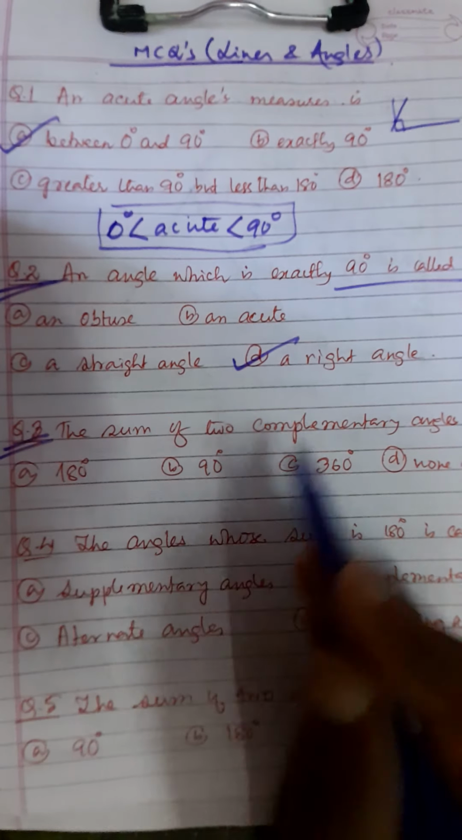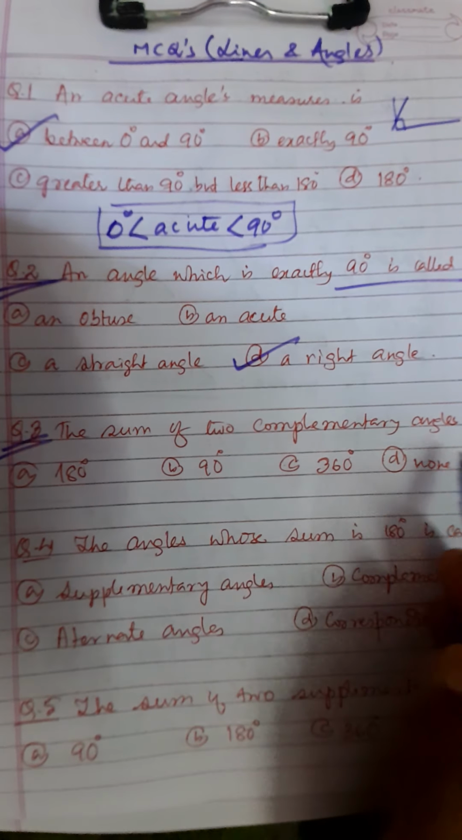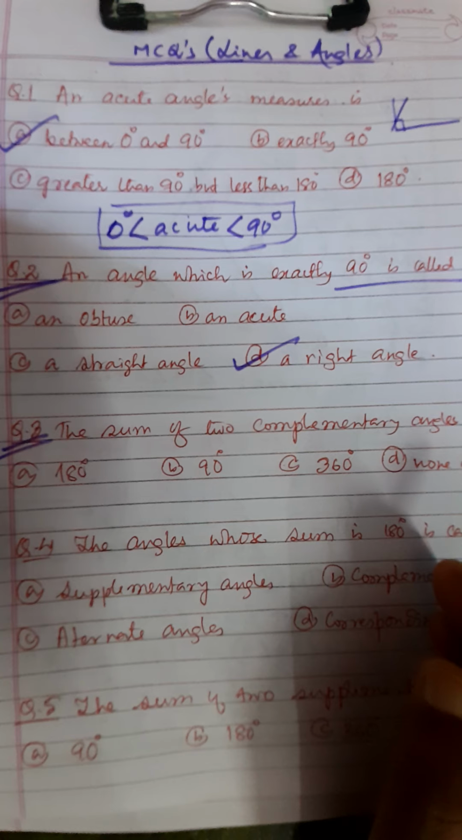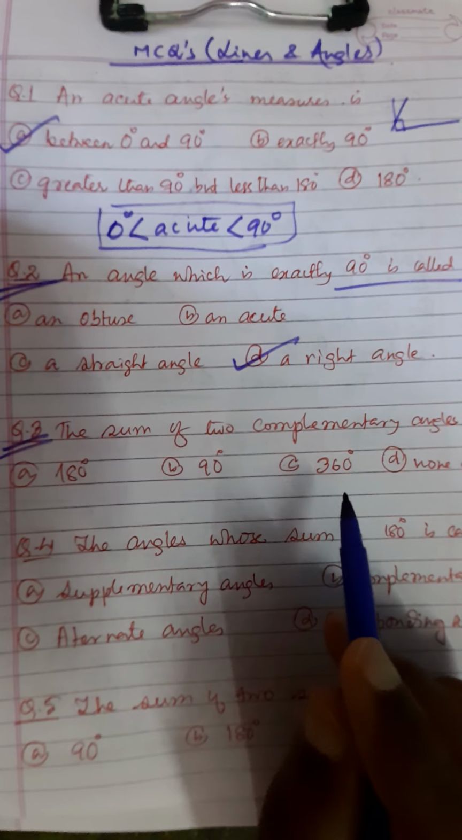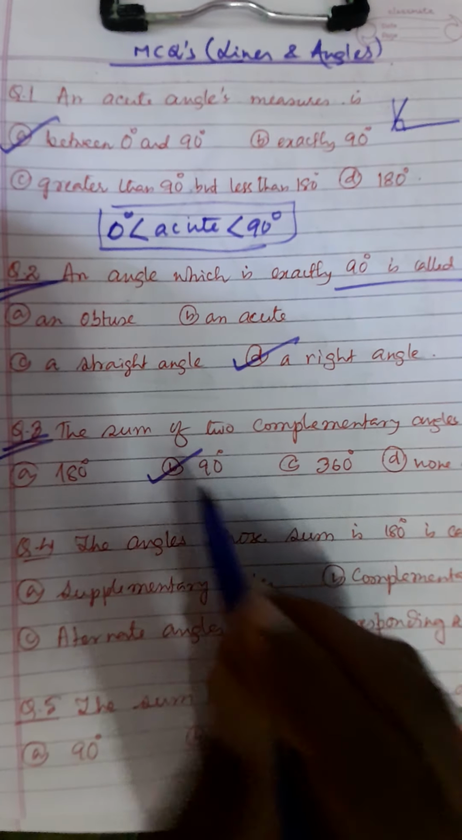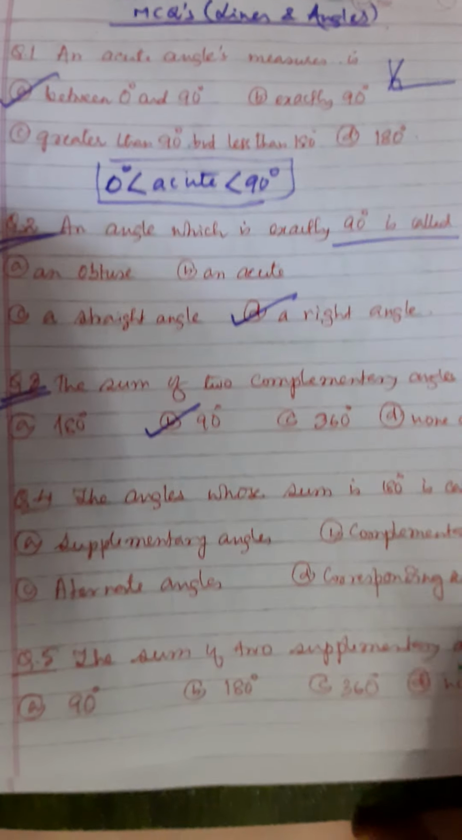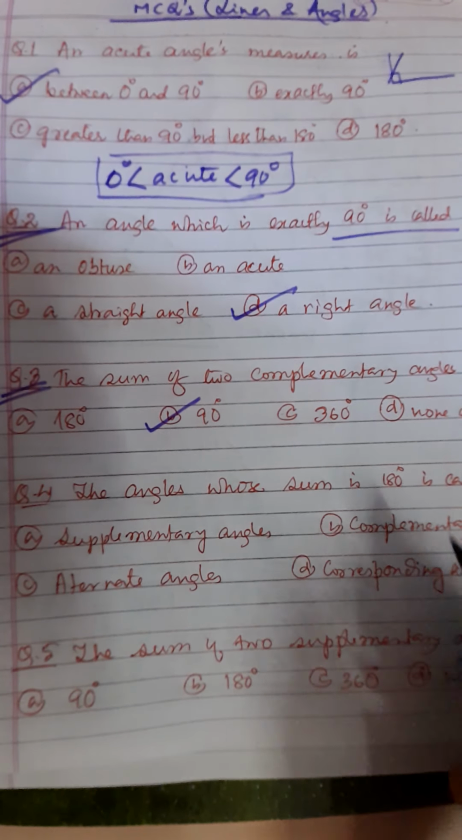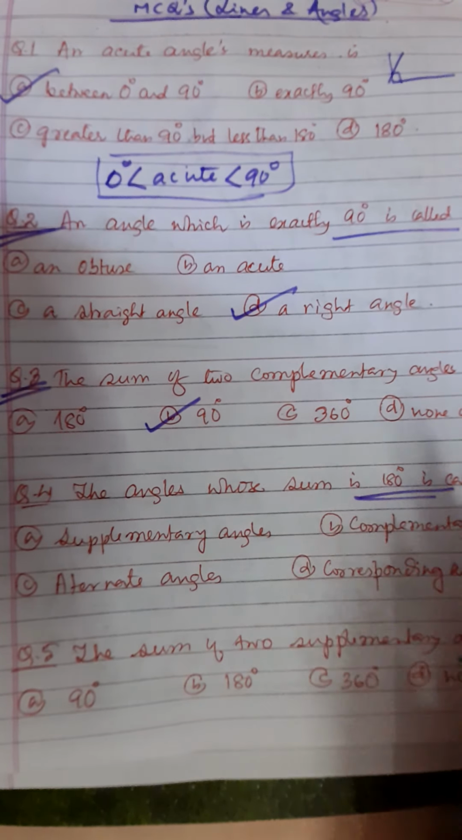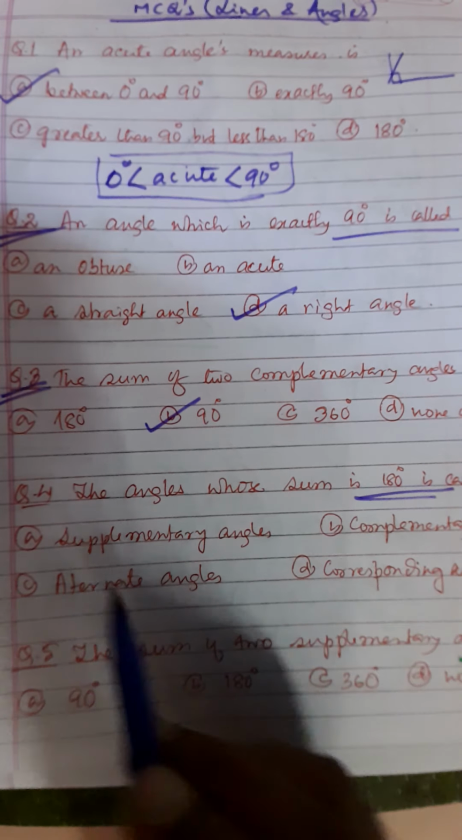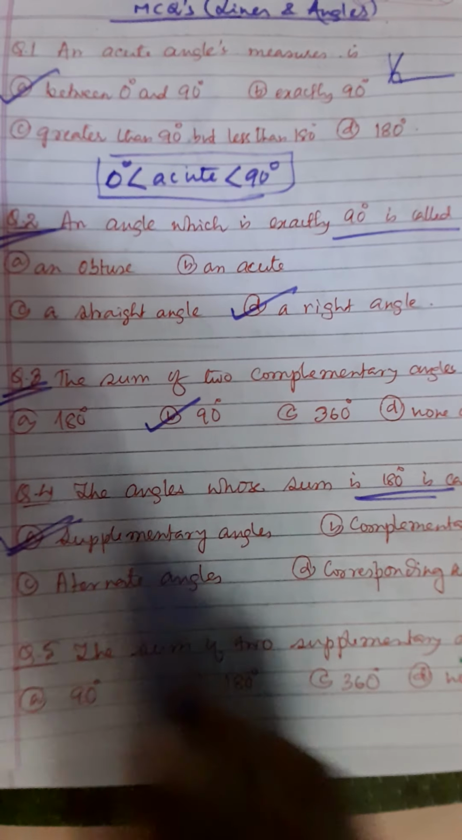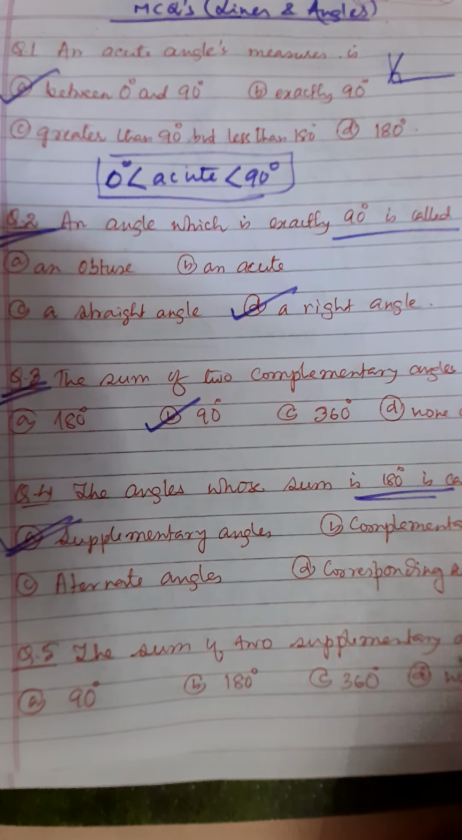Question number 3. The sum of two complementary angles is... When the angles are complementary to each other, the sum of the angles is 90 degrees. So the option is 90 degrees. The angles whose sum is 180 degrees are called... If it is 90 degrees, it is called complementary, and if it is 180 degrees, it is called supplementary angles. It is supplementary, not complementary, not alternate, not corresponding angles.